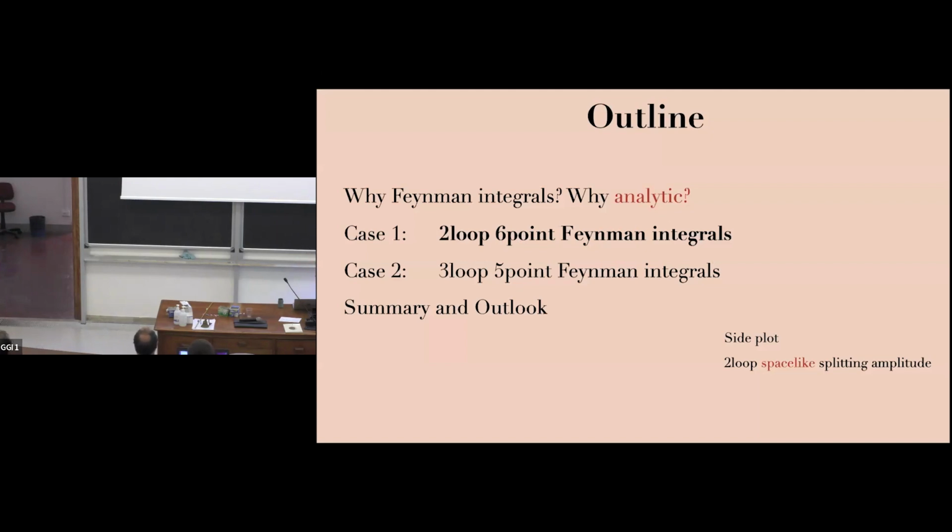Okay, so this is the outline of my talk. First, I will say something about why Feynman integrals, why we want to do analytic computation. The main topic for today will be the recently published paper about 2-loop 6-point Feynman integrals. I will also say a little bit about the 3-loop 5-point Feynman integrals work in progress. And I also have a side plot. Since I come here, I decided to add 4 slides on a slightly off-topic story about a 2-loop space-like splitting amplitude, just to show that this kind of analytic computation of Feynman integrals is very useful.